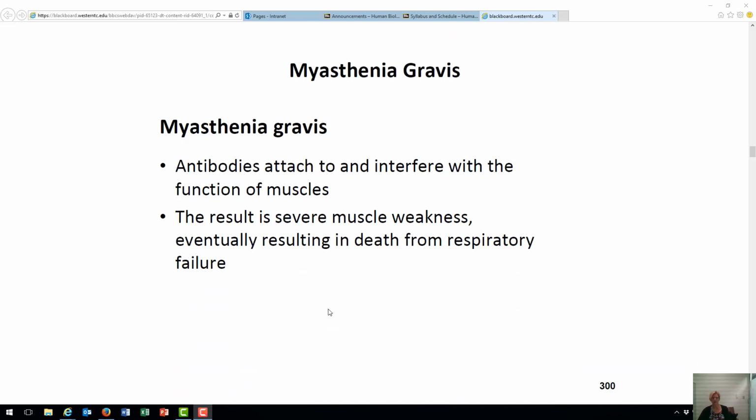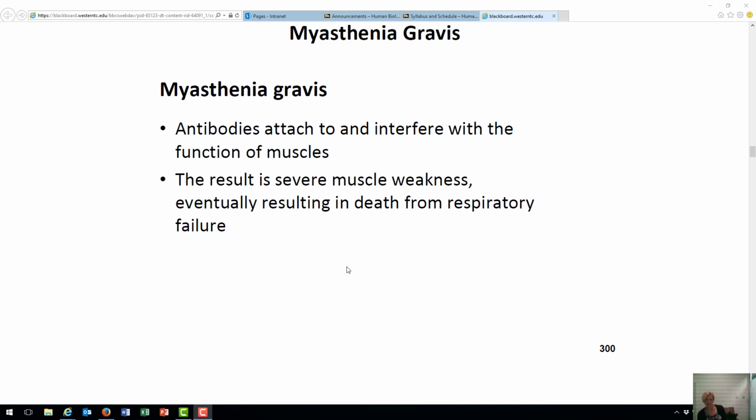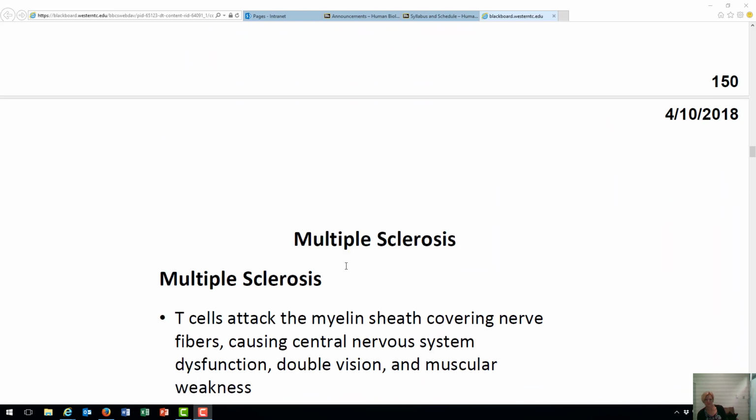Myasthenia gravis is another one where antibodies attach and interfere with the muscle cells. So as a result, the muscle cells become overly weak, and the muscle, the diaphragm that is in charge of breathing, eventually is damaged and can result in death. So that's a very serious autoimmune disease.